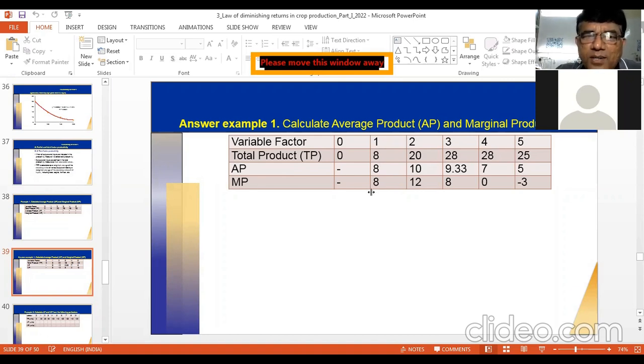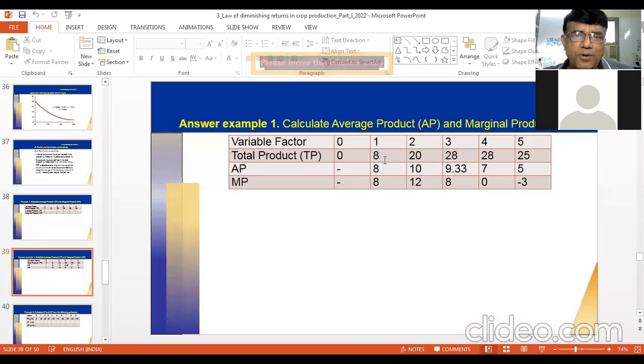Then marginal product, as I told you a few minutes back, you can calculate from the previous unit. So you can see 8 is the total product. So 8 minus 0, 0 is your total product of the previous unit. So you get 8. 20 minus 8, you get 12 for unit 2. 28 minus 20, you get 8.